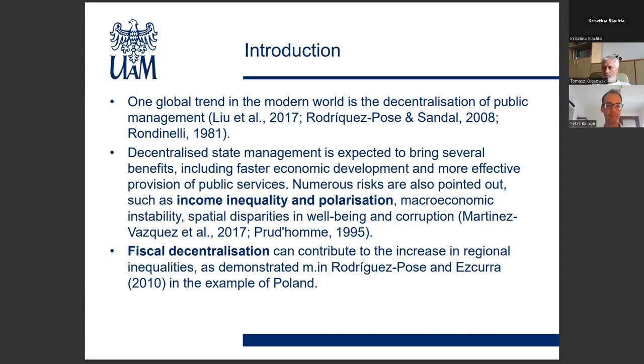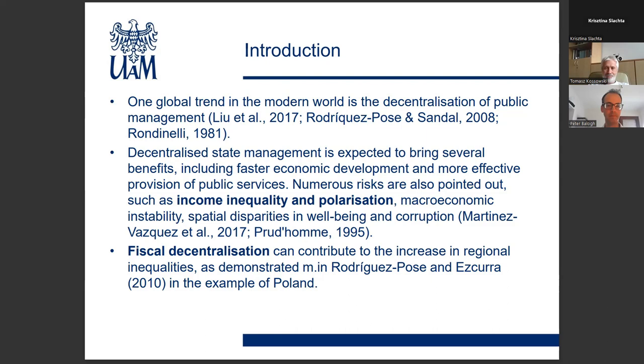We also have some risks related to this topic, mainly income inequality and polarization, also some spatial disparities, the problem with spatial disparities in well-being, and also corruption. There are also several papers about these problems related to decentralization. We have several ways of decentralization. One of them is fiscal decentralization, and this fiscal decentralization as a consequence can lead to an increase in regional inequalities, and it was demonstrated by Rodriguez-Pose and Ezcurra in 2010, also for the example of Poland.